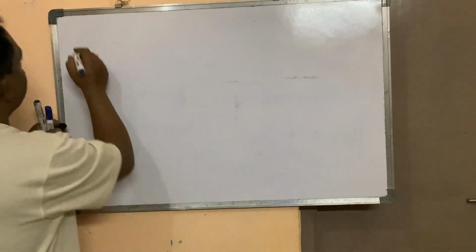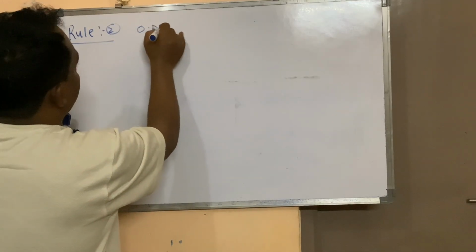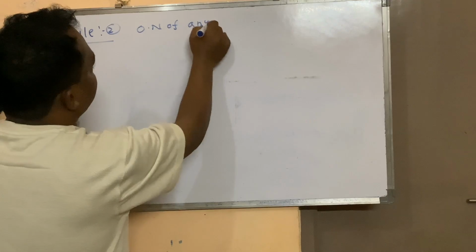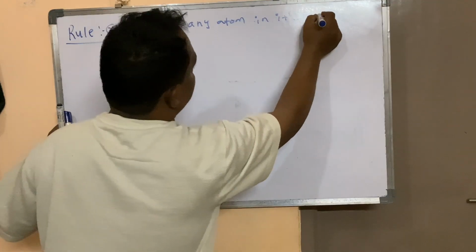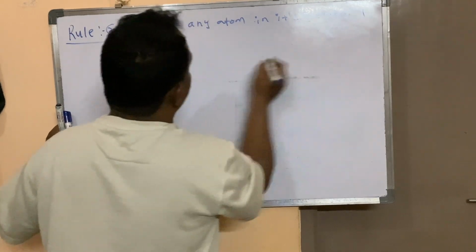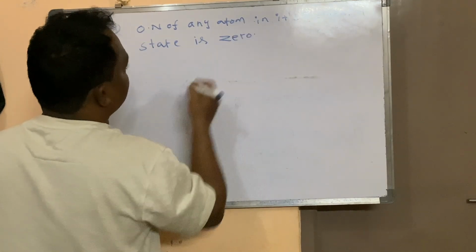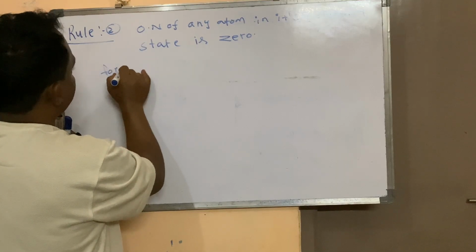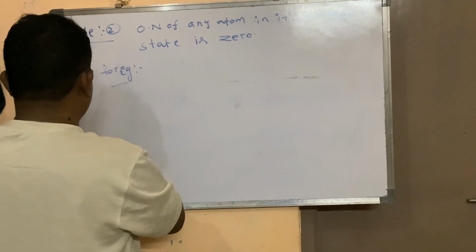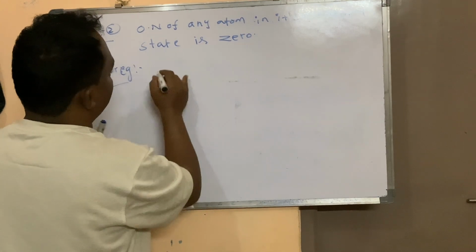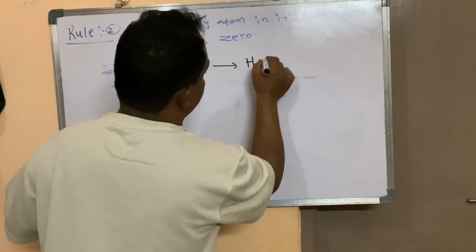Rule number 2: the oxidation number of any atom in its elemental state is 0. For example, hydrogen reacts with oxygen to form water, right?